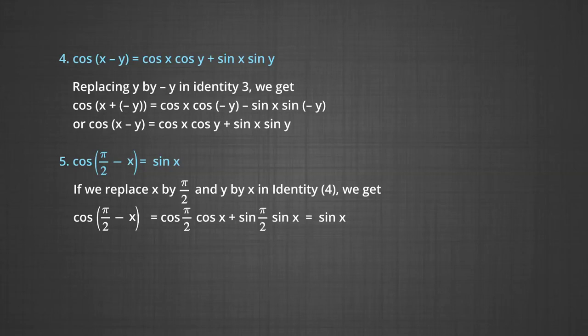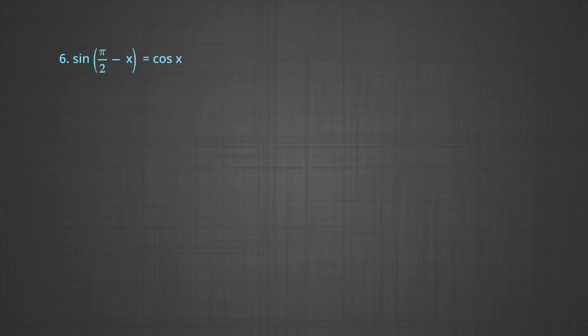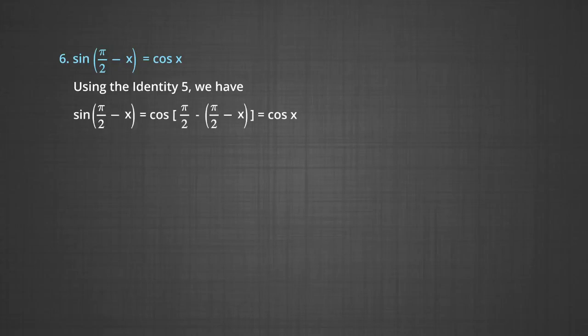Since the value of cos pi by 2 is 0, therefore cos of pi by 2 minus x is equal to sin of x. In sixth identity, we will prove that sin of pi by 2 minus x is equal to cos of x. We will use our identity 5 and we will replace this sin of pi by 2 minus x as cos of pi by 2 minus pi by 2 minus x, which gives us the result as cos x because pi by 2 cancels with minus pi by 2.